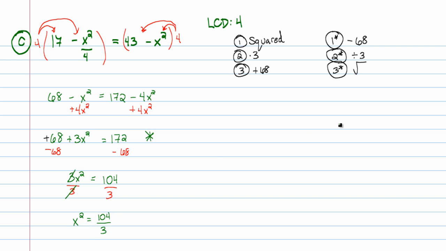And finally, I'm going to take the square root of both sides. So that'll give me x is equal to the square root of 104 over 3. But don't forget the plus or minus, because you have no idea if that x in there was negative or positive, because the square will make it disappear no matter what. So you have to list out the fact that it could have been positive or negative. That's the answer.